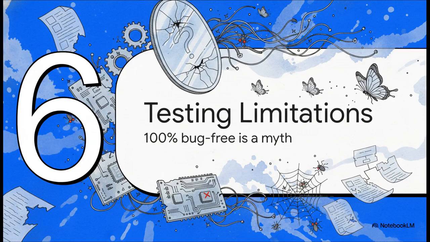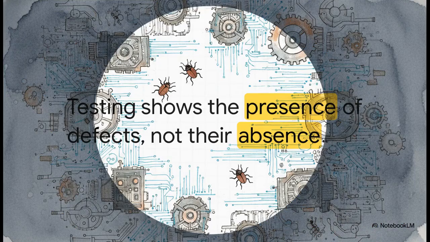Finally, we reach Section 6, Limitations of Software Testing. Let's talk about why 100% bug-free software is completely a myth. This is a hard truth that every BCA student has to accept. Read this carefully. Testing shows the presence of defects, not their absence.